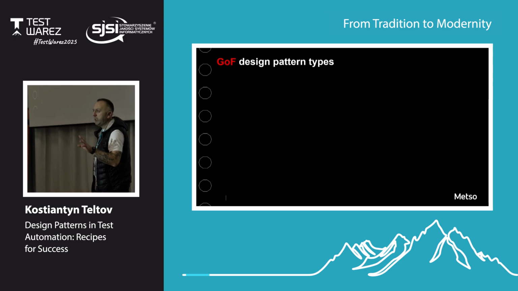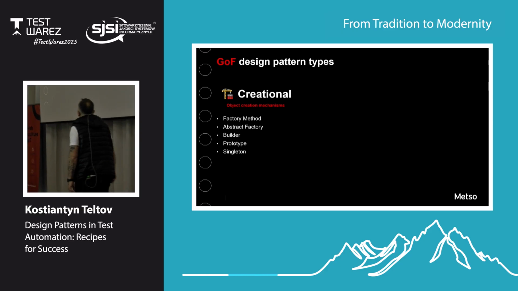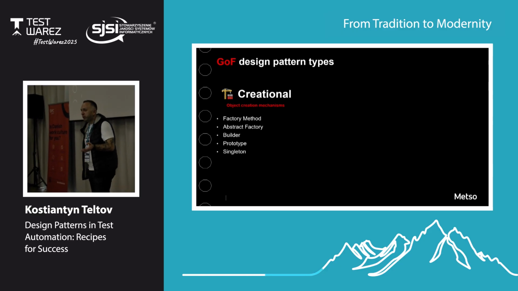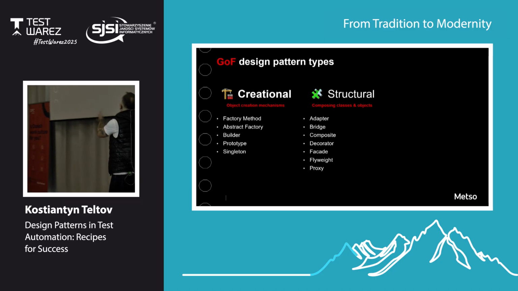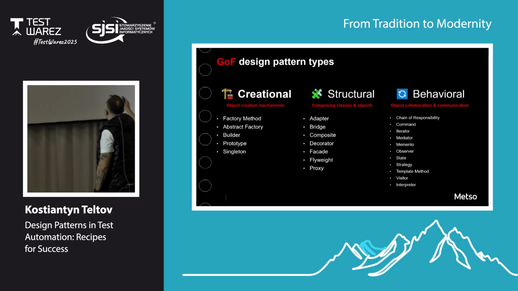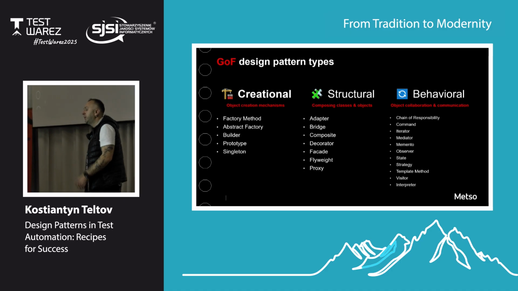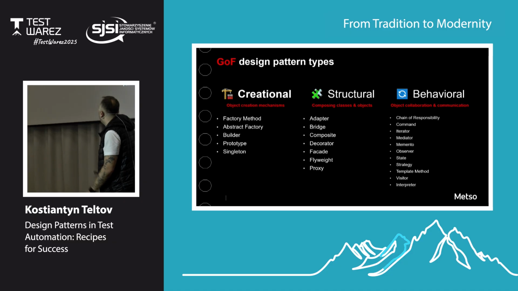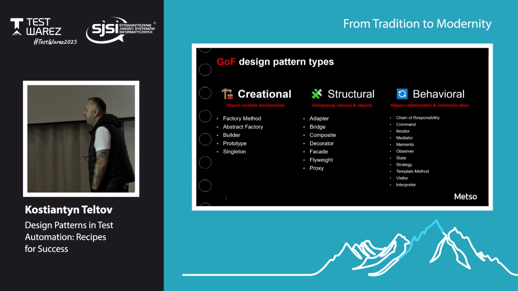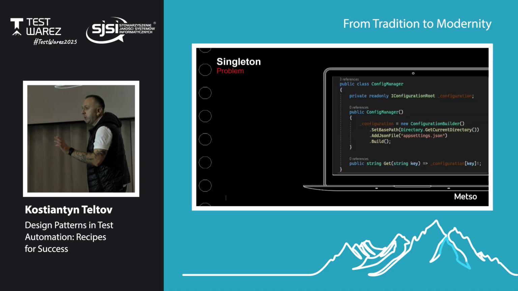On a high level, we can split them into 3 types. Creational, when we work on object creation. Structural, when we compose classes and objects. And behavioral, when we need communication and collaboration between the objects. You don't need to remember all of them, but we will verify some of the most useful today. When we talk about design patterns, we need to talk about a problem.